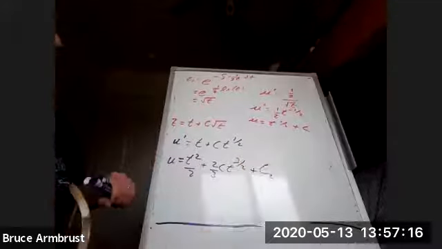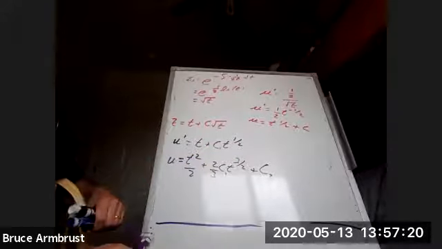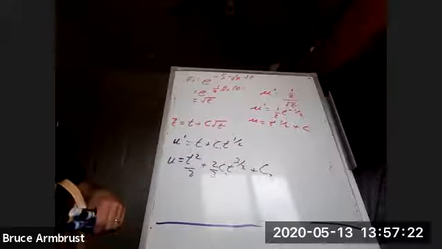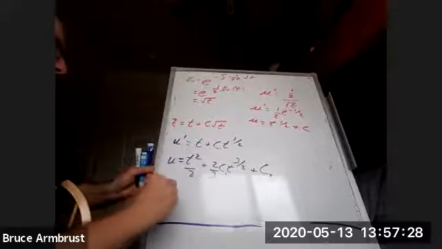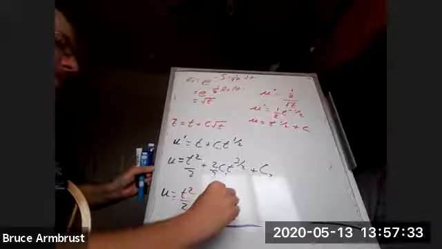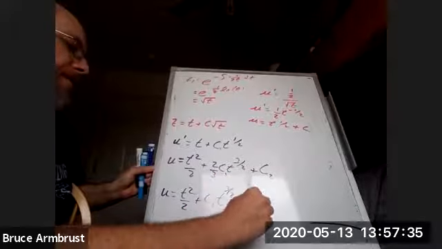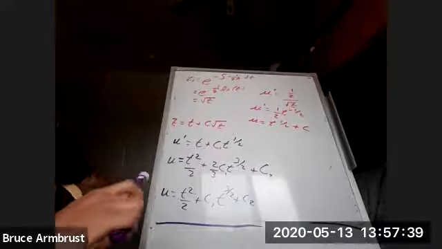But I need to add on another c. So I'll call that guy c2. All right, so u is equal to t squared over 2 plus c1 t to the 3/2 plus c2. The 2/3 times an arbitrary constant is still arbitrary, so I'm just going to call it c.